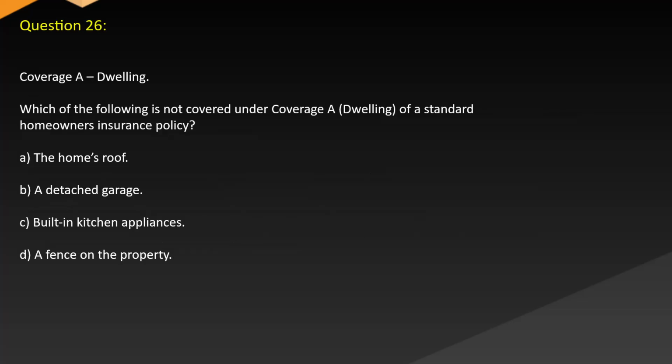Question 26. Coverage A, dwelling. Which of the following is not covered under Coverage A, dwelling, of a standard homeowner's insurance policy? A. The home's roof. B. A detached garage. C. Built-in kitchen appliances. D. A fence on the property.